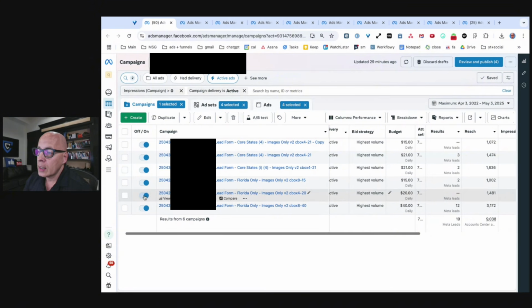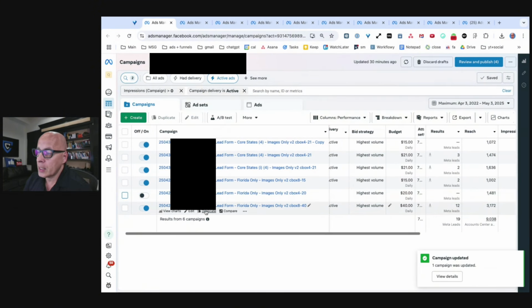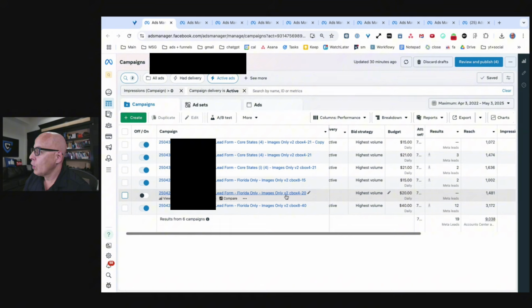That one there has spent $74 and it has not generated a lead. So we're going to do this. We're simply just going to pause it, and then that's it. If we wanted to replace that, we would take one of these campaigns and just duplicate it, and then that's it.